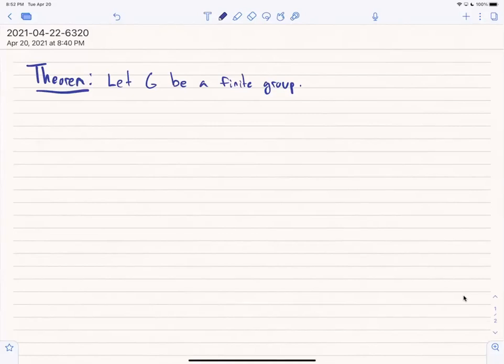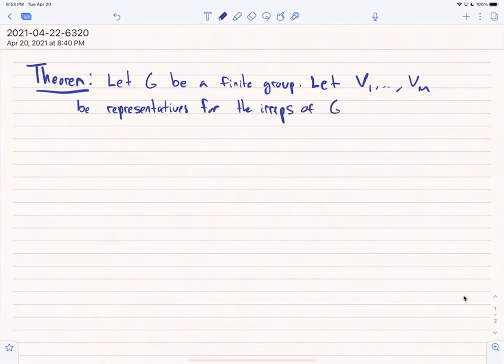Then the characters, well, let me say it this way. Let me fix representatives for the irreducible representations. So let V1 through Vm be representatives for the irreps of G over C, so over the complex numbers.